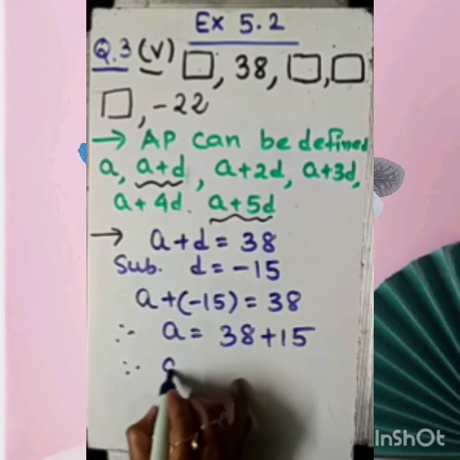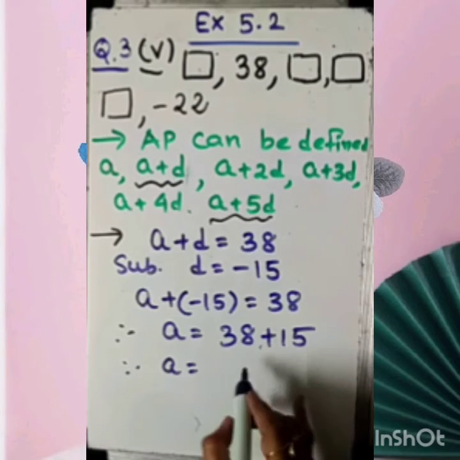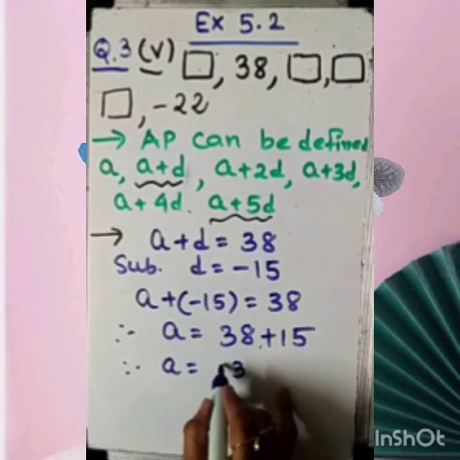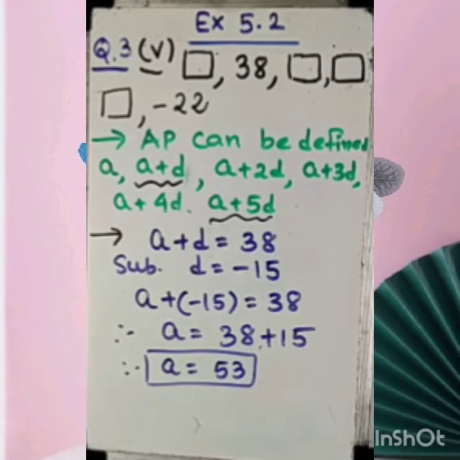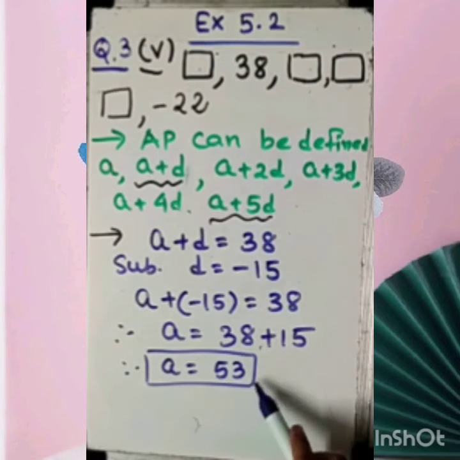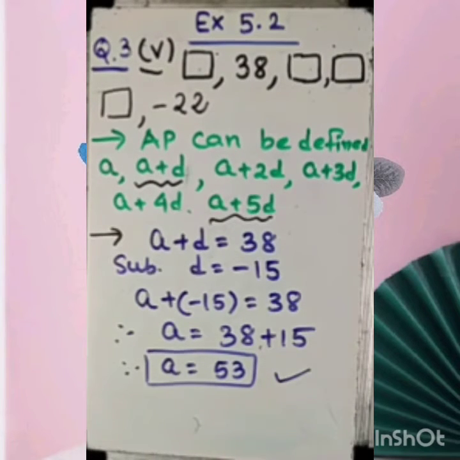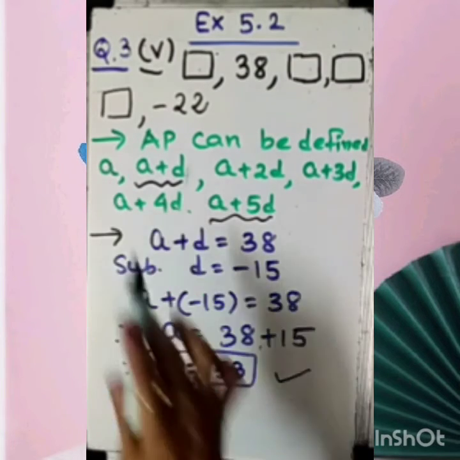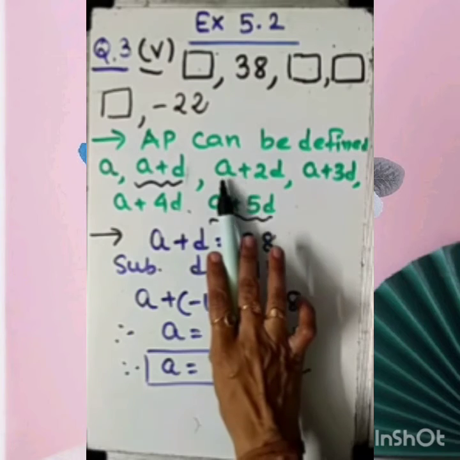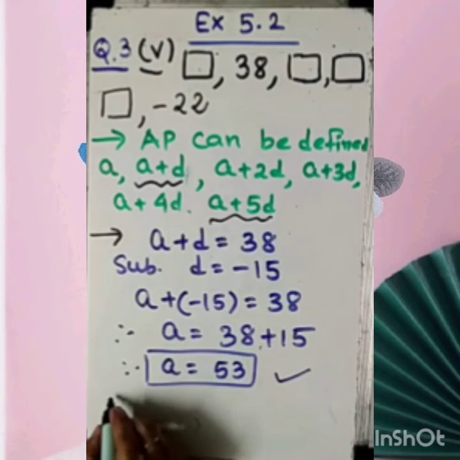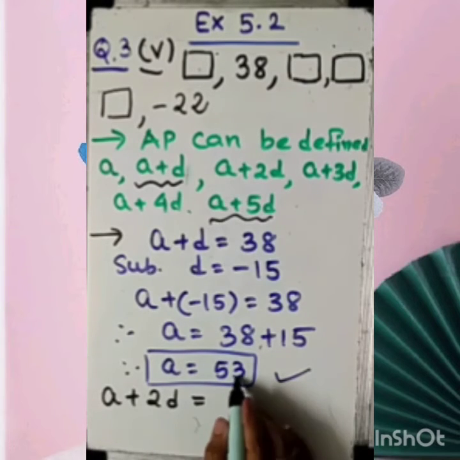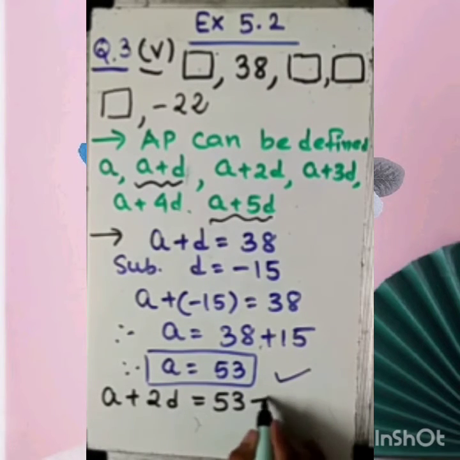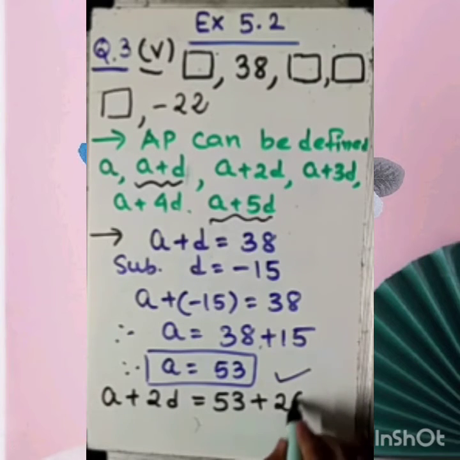So the value of A will be, 8 plus 5 is 13, 3 and 1 carry over, 53. The first term should be 53 here. Now let's find the rest of the terms one by one. As we have the first term, that is 53, we want the value of the second term and the third term, A plus 2D. This is the third term. Now let's substitute this value: A is 53 and the value of D is minus 15.